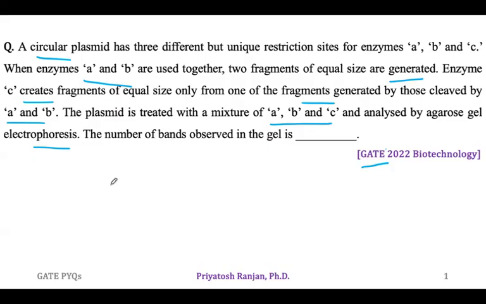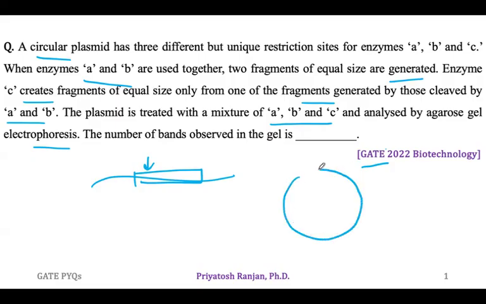As we all know, restriction enzymes are endonucleases that recognize a particular sequence on the DNA and cleave at a specific point. As mentioned in the question, the DNA here is a circular plasmid. So the presence of a unique site for a given restriction enzyme will result in the generation of a single fragment. I hope this should be clear to each and every one of you. So let's assume that if there are three restriction enzymes and those are having a unique site, that will result in the generation of three fragments, 1, 2, and 3.